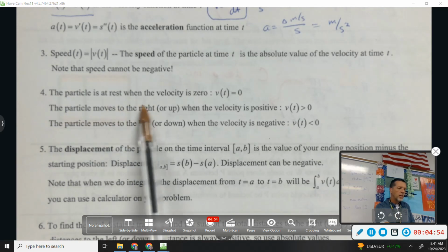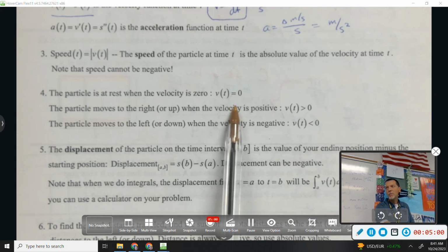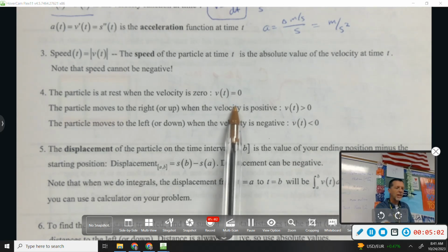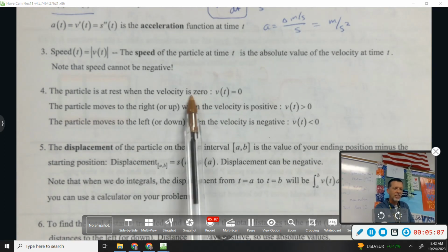Number 4, the particle is at rest when velocity is 0. You definitely hit that in physics, right? Because the problem would say a ball is dropped from the top of a building and you would know that dropped means at rest initially, velocity is 0 initially.